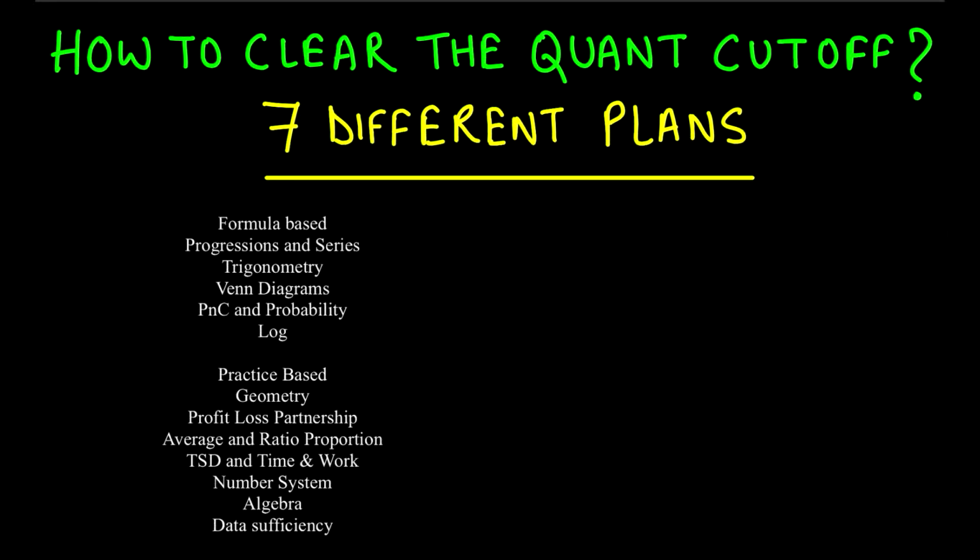So keeping that in mind, I will tell you in this video, first of all, 3 things. First, let me tell you what I'm going to tell you. I'm going to tell you 7 different strategies or plans to clear the cutoff. When I say clear the cutoff, I'm not talking about maximizing the score. To maximize the score in the quant section, you very well know what to do. I have been discussing this in the past 2 videos.